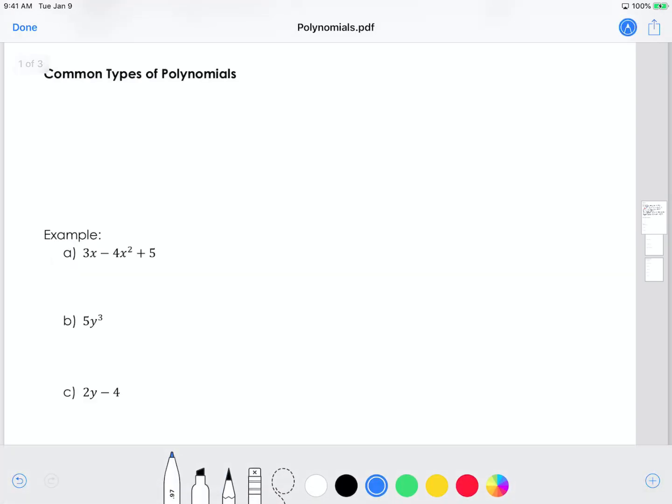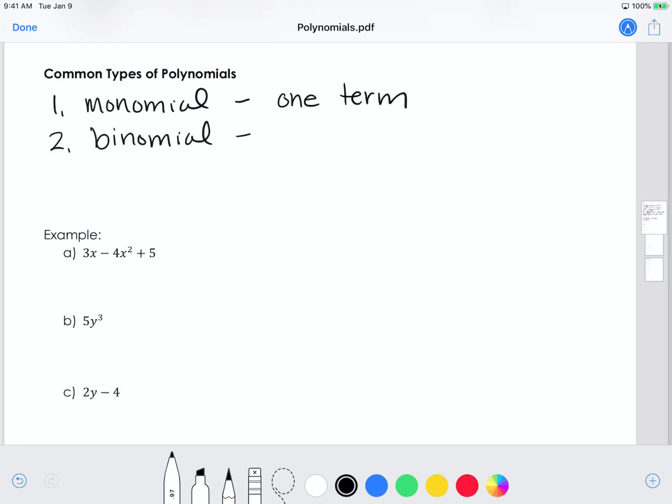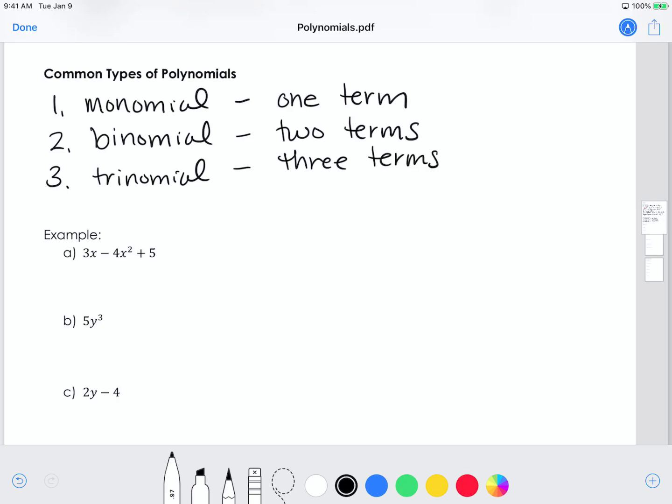Okay, now there are different kinds of polynomials, and they're based on the number of terms that they have in the polynomial. And there are three common types of polynomials: a monomial, which is a polynomial that has one term. Then we have what's called a binomial, which has two terms. And then we have a trinomial, which has three terms. Okay, so looking at example A, we're going to identify which of the three common types of polynomials these are.